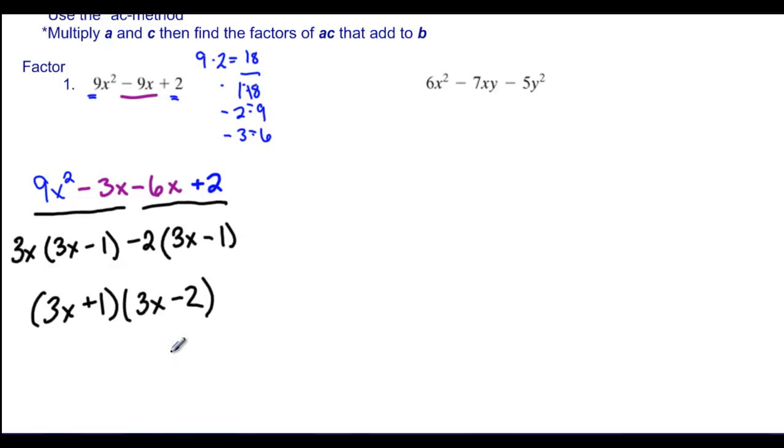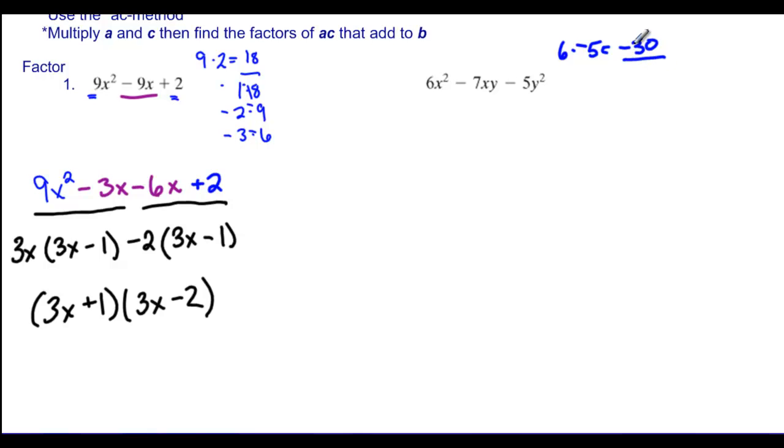All right, so let's try this again with our next one. So the 6x squared minus 7xy minus 5y squared. You'll notice this is a little bit different because of the y squared. That's not a really big deal though. All that means is that our second terms in our factors are going to have y's. We're still going to use the AC method, so we're still going to do this 6 times our negative 5. So 6 times negative 5 gives us negative 30.